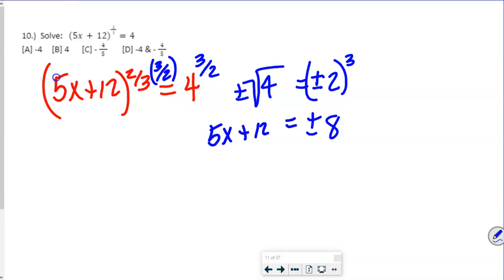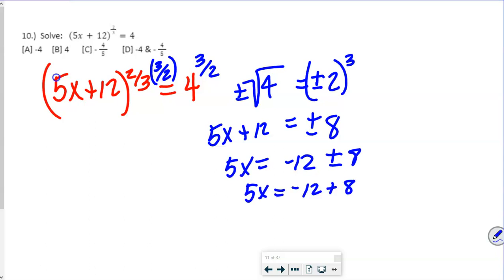So we've got 5x equals negative 12 plus or minus 8. I'm going to break this up into 2 problems, okay? It's going to be 5x equals negative 12 plus 8, which would be 5x equals what? Negative 4. So x equals negative 4/5.